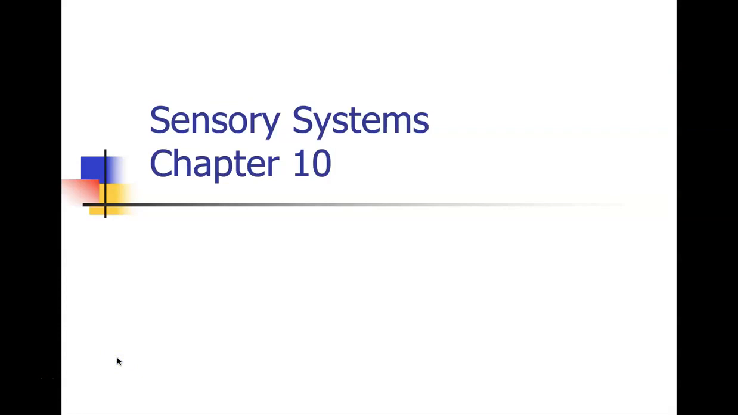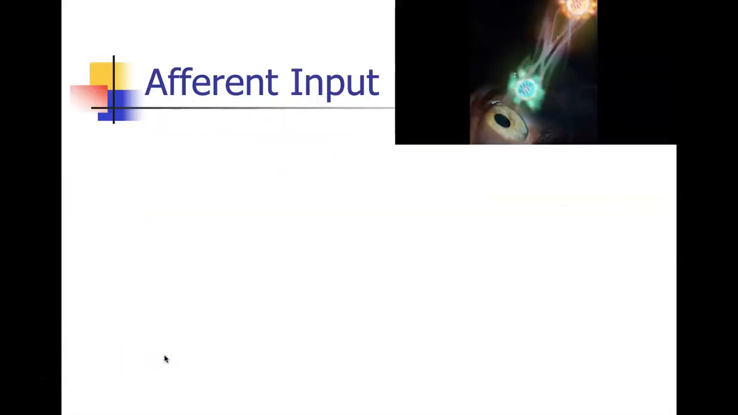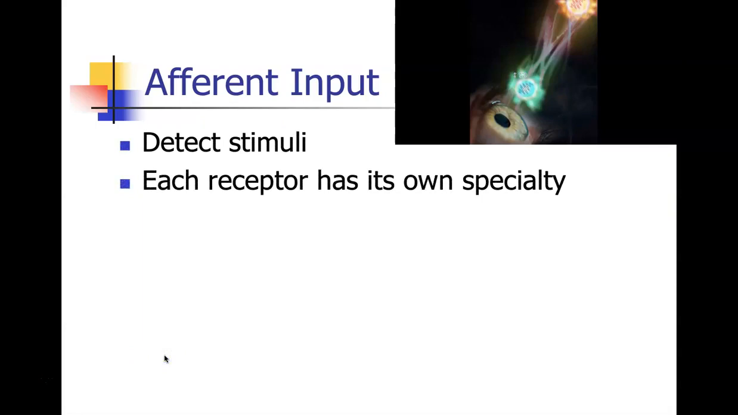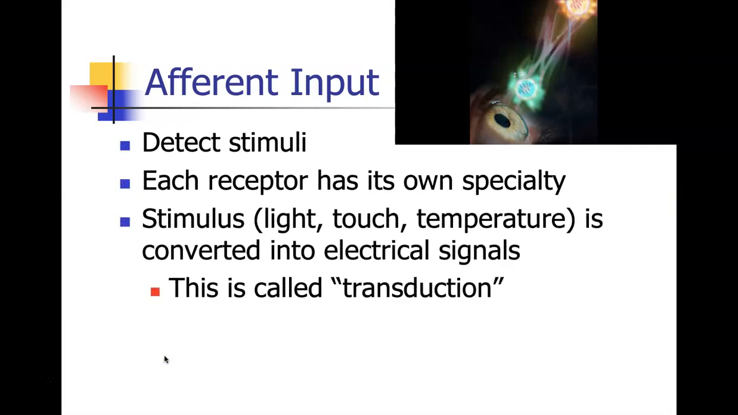So today's lecture is on sensory systems. It's chapter 10 in your book. And when thinking about sensory, it's all about afferent input, right? So all these systems are going to be ones that detect stimuli. And each receptor is going to have its own specialty. So we have some stimuli, light, touch, temperature, for different modalities of sensory input. And those are each going to be converted into electrical signals, right? For your brain to perceive something, it has to turn that stimulus, whatever it is, into an electrical signal. And this process is called transduction.